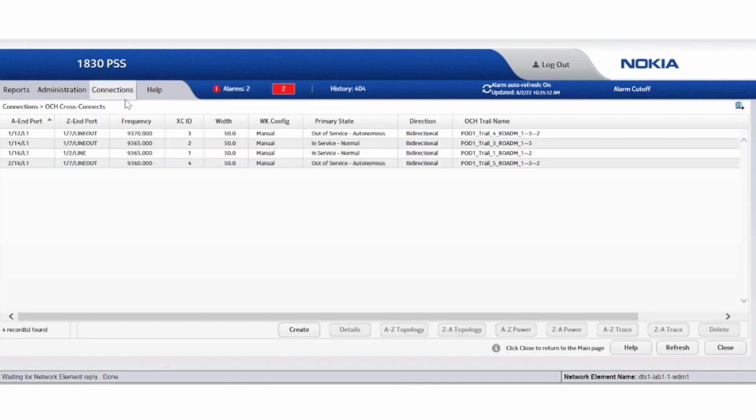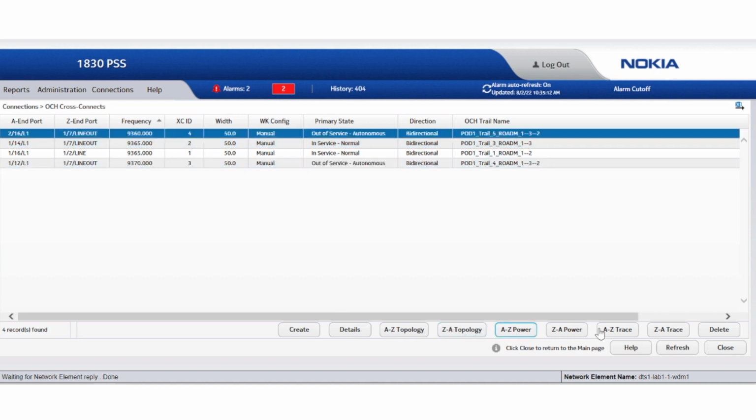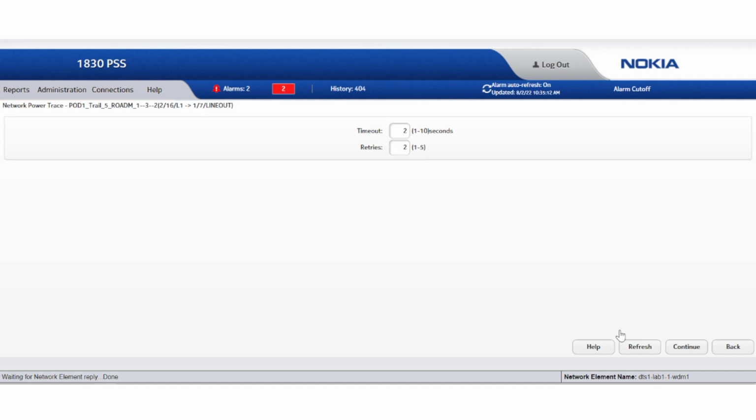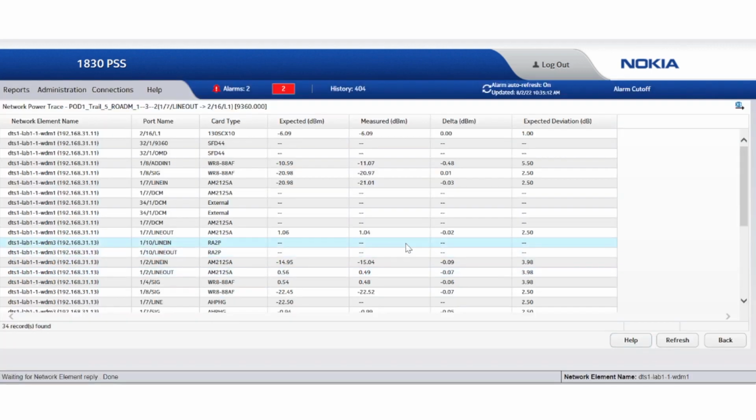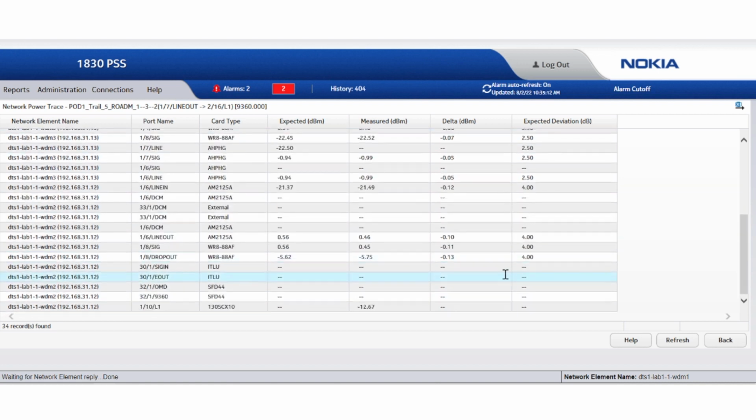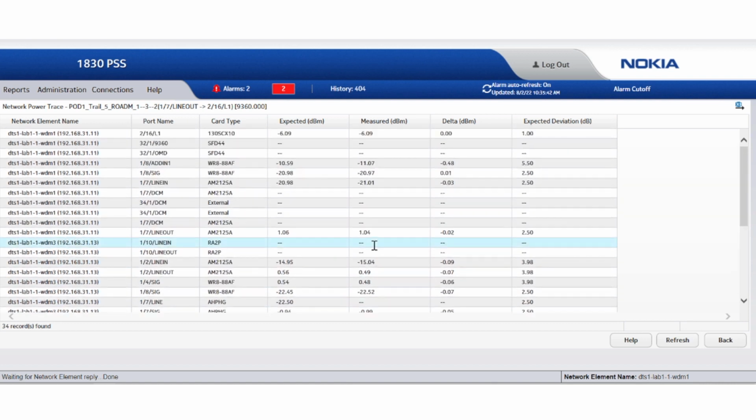Let us select one of these 2 affected channels to retrieve the relevant wavelength tracker data in both directions. As we can see, both frequencies 9360 and 9370 are affected. Let's focus on the first, 9360. This direction seems to be clean. All expected data is measured and is within the expected optical power levels.